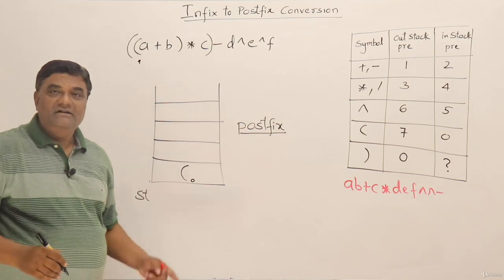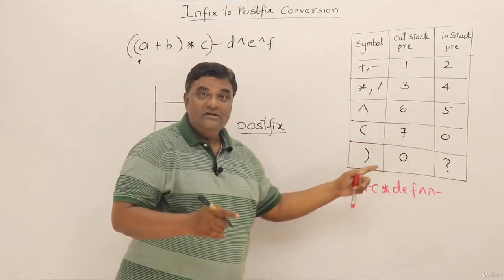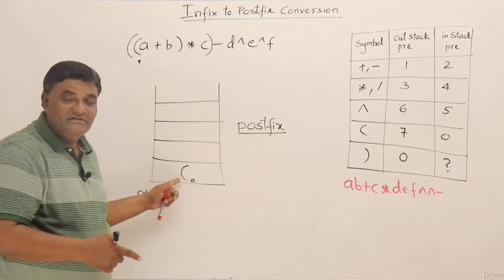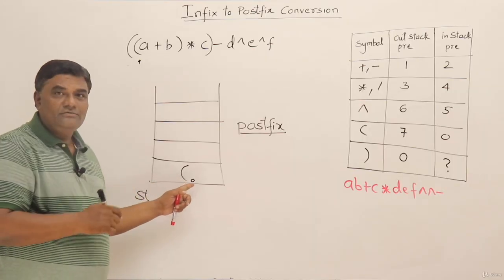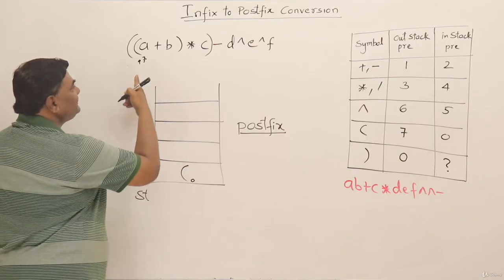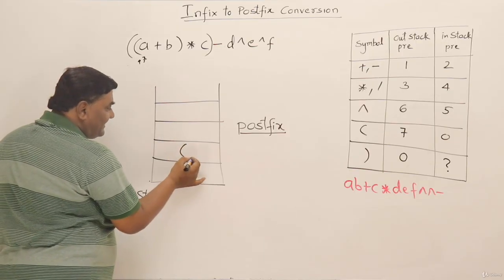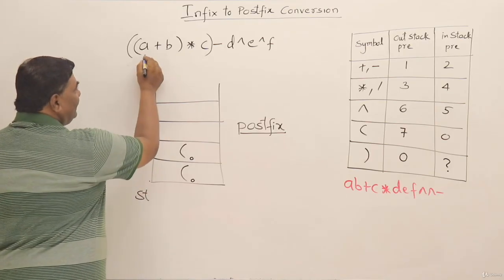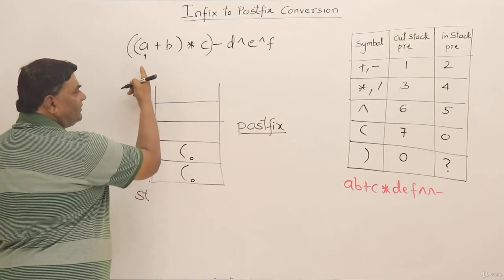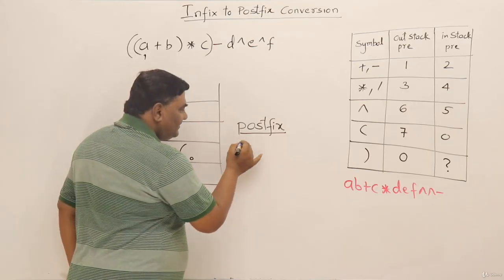Then move to next symbol. What is the next symbol? Again opening bracket. What's the precedence? 7. What is there in the stack? This one. What is the precedence now? 0. So that is 7. This is 7 and this is 0. So 7 is greater. Push it into the stack. Once it came inside the stack, its precedence became 0. A. This is operand. Operand means send it to postfix.